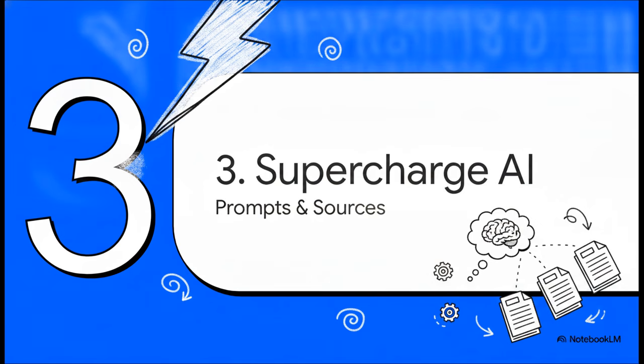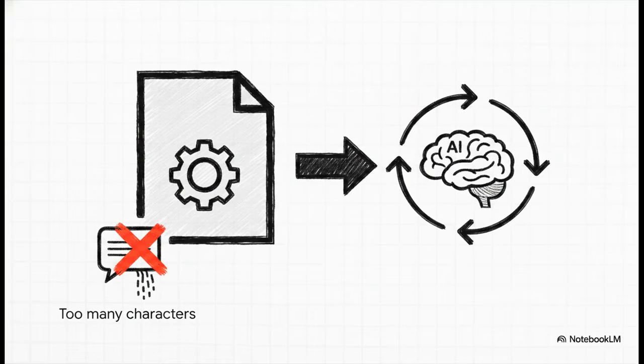Okay, part 3, supercharge your AI prompts and sources. You've got the assets, now we need to hack how you actually prompt the system. It is incredibly frustrating to craft a brilliantly detailed prompt only to get slapped with a hard character limit. But here is the ultimate workaround to beat that limit.